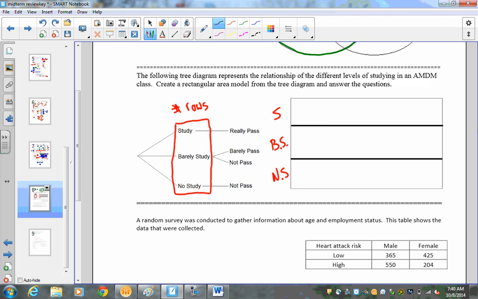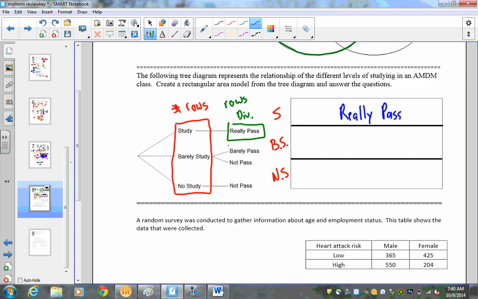Now, the second expansion in my tree represents how the rows will be divided. Of course, I'm abbreviating. The very first one says we only have one, which is really study. So that means this first row will not be divided up because there's only one option here.